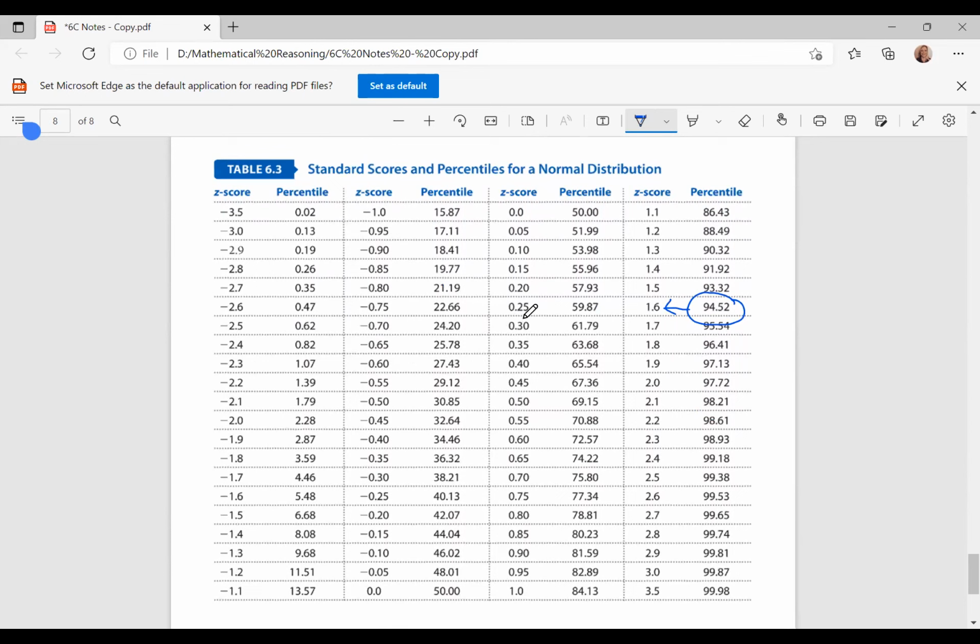So 0.29, here's 0.25, and here's 0.30. 0.29 would fall in between those. So we would want to round up, pick the one that is the closer value, 61.79. So I've looked for 0.29 on the table. We round it up to 61.79. That's the percentile.